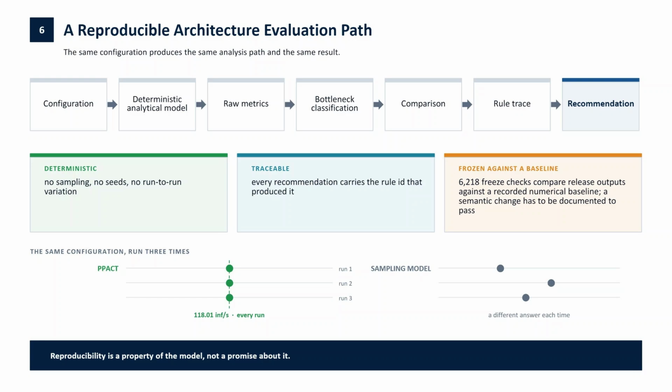6,218 freeze checks compare release outputs against recorded numerical baselines. If a meaningful numerical value or semantic behavior changes, that change can therefore be detected, and the reason for the change must be managed. In PPACT Studio, reproducibility is not simply a claim. It is a property managed through the model structure and the verification process.